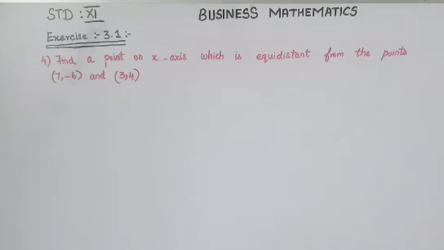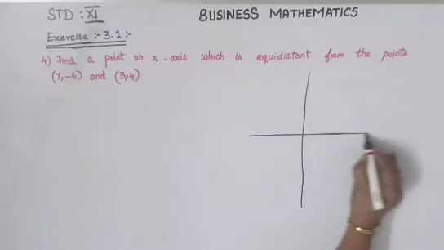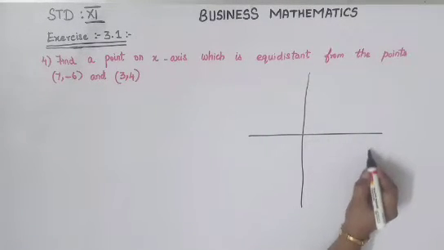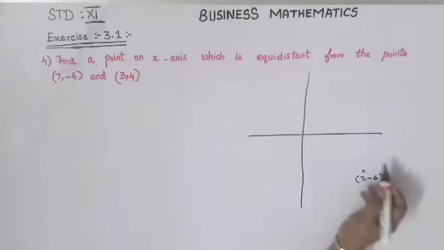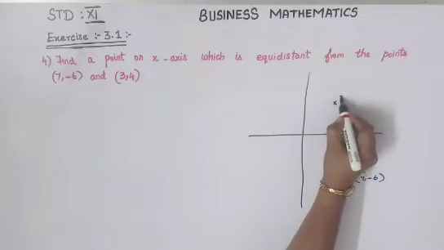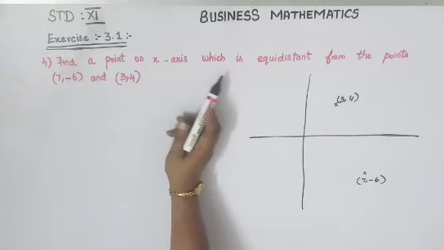Fourth question: find a point on x-axis which is equidistant from the points 7, minus 6 and 3, 4. So we'll just plot it in the graph. 7, minus 6. Okay, so 7 will be here somewhere and minus 6 here. So 7, minus 6. And your next point is 3, 4. So 3 will be here somewhere and 4 here. So 3, 4.